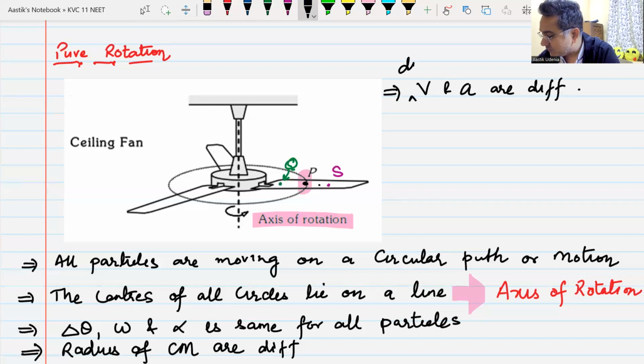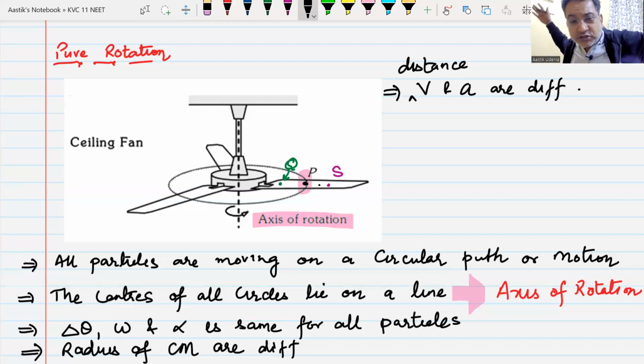The distance traveled by them is also different. Do we understand this? The particle which is moving in a larger radius, farther away, moves a larger distance compared to the particle which is nearer. Do we understand this? So their distances that they're traveling are different, their velocities are different, their accelerations are different, but their angular velocity, angular displacement, and angular accelerations are the same.